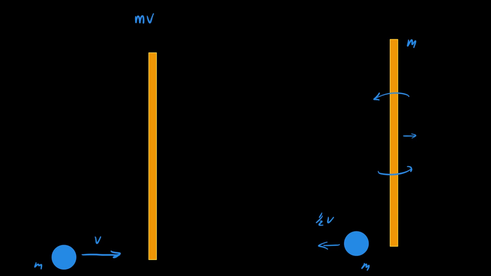Now, the collision part of it, the linear collision part, isn't that big a deal. The momentum of the system before the collision is mv. After the collision, the momentum of the system is going to be m times negative 1/2 v plus mv final for the rod. That's going to be the linear momentum. This will tell us the velocity of the motion of the center of mass.